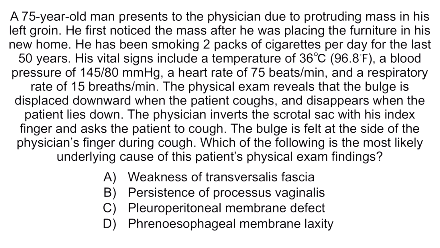Let's discuss why the other options are incorrect. Option B, persistence of processus vaginalis, causes an indirect rather than direct inguinal hernia. Option C, pleuroperitoneal membrane defect, causes congenital diaphragmatic hernia. Finally, option D, phrenoesophageal membrane laxity, is the cause of the sliding hiatal hernia. And that concludes our lecture on hernias.